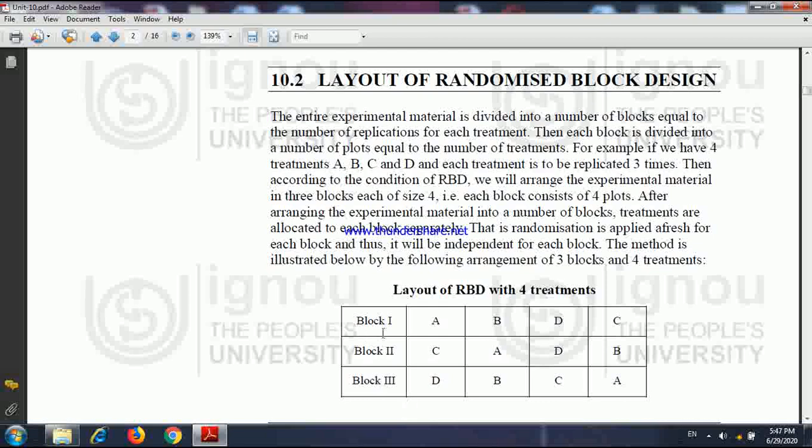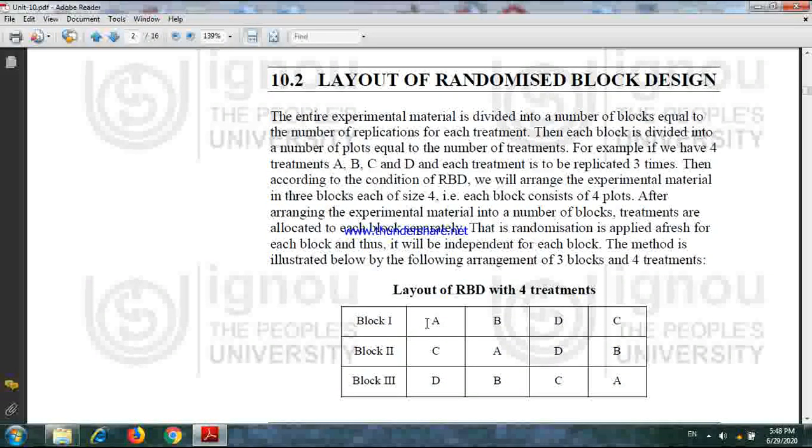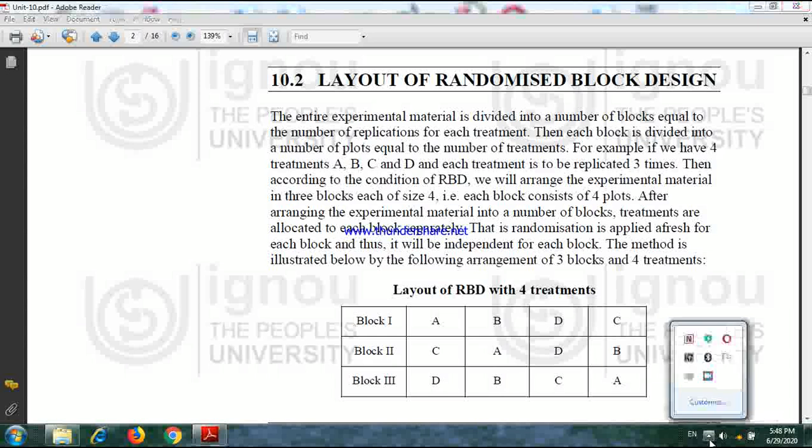Now we apply the treatments. Here we have 4 treatments, A, B, C, D. We apply all these treatments randomly within each block, and randomization should be done afresh in all the blocks. So in the first block we apply the 4 treatments randomly. In the second block also we apply the treatments randomly. In the third block we apply the treatments randomly. So this is the simple layout of RBD, that is randomized block design.